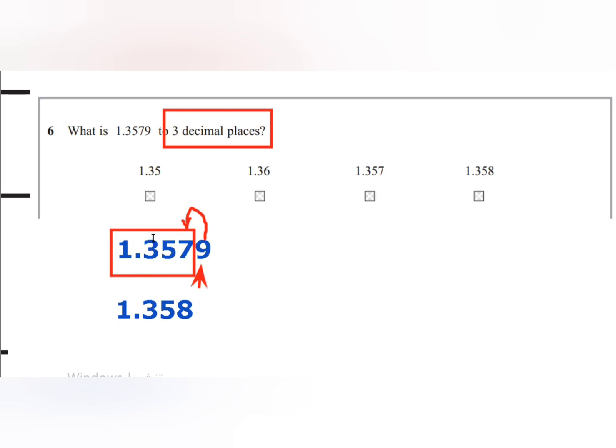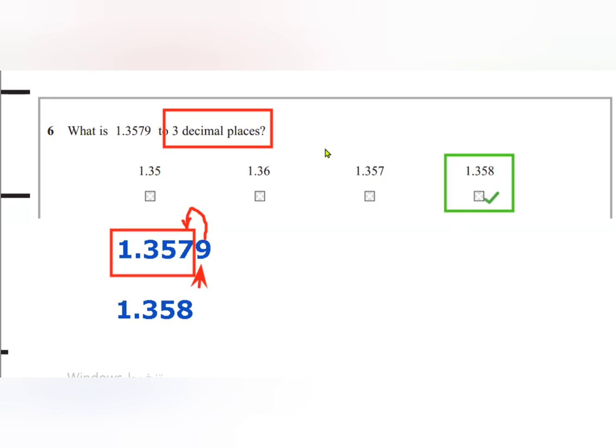Now we count 1 decimal place, 2 decimal places, 3 decimal places, we close the box. Now we look at the number after the last decimal place that we counted. If it's 5 or more, we're going to add 1 here as we did here. If it's less than 5, we're not going to add it, we'll just remove these numbers. Now the final answer is 1.358, and this is how you answer a question like this.